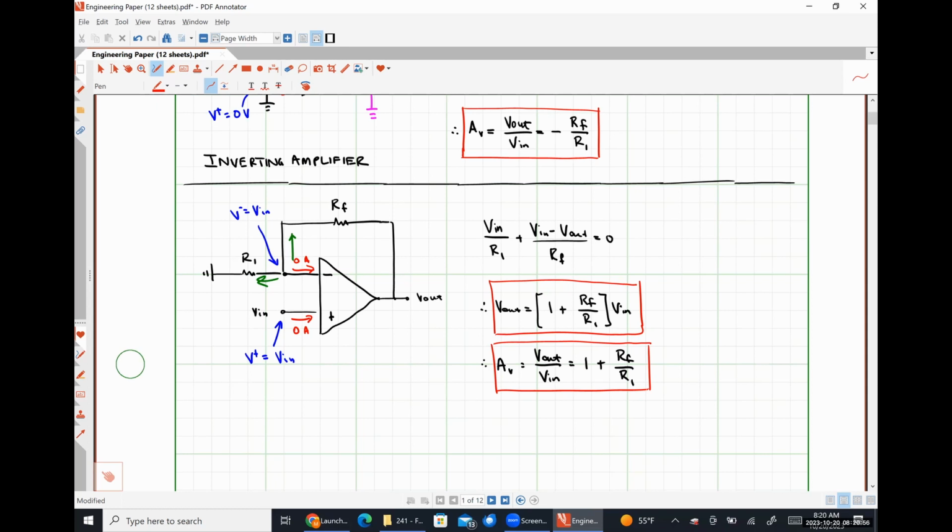Just as a heads up, if we were to replace Rf with a wire and R1 with an open circuit, we would have what's called a unity gain buffer amplifier. That's just a special case of this type of amplifier, where a unity gain buffer is used to copy an input signal, but allow it to effectively produce more current, right? So some sensors can produce a reasonable amount of voltage, but they can't produce a lot of current.